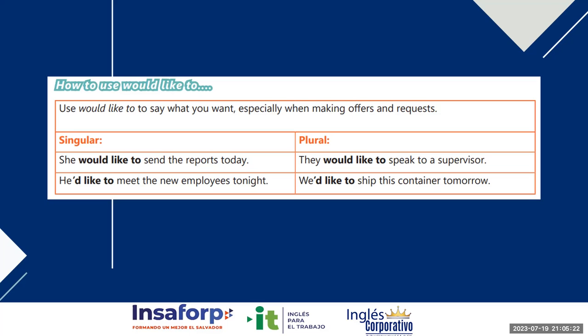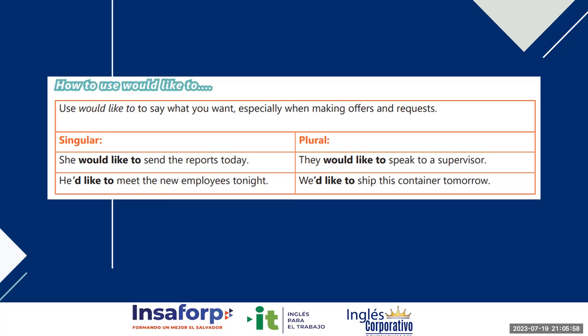Una duda, teacher. En la segunda pregunta dice him, luego ha puesto la D, ahí está como contractado, se le dice, ¿verdad? It's a short way. Es una forma corta, it's a contraction. Use it at the moment that we speak. En vez de decir he would like to, ahí decimos he'd like to meet the new employees tonight.